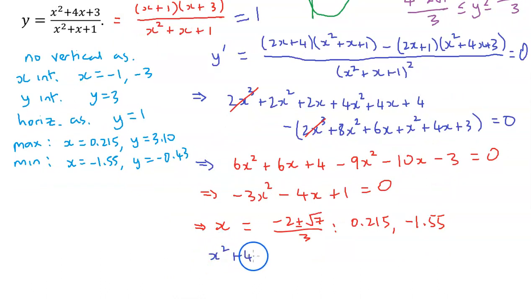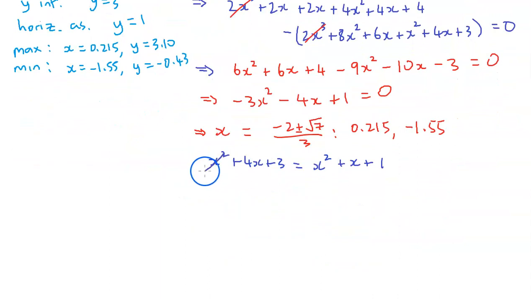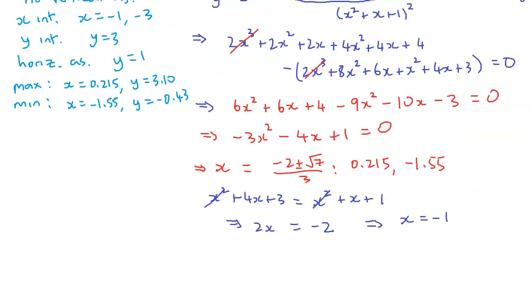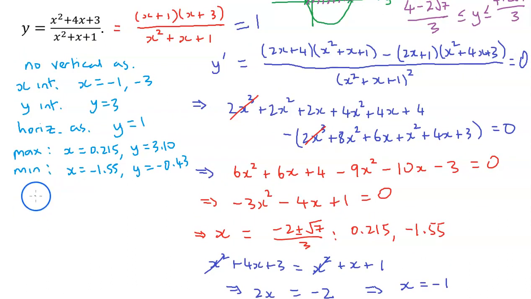x squared plus 4x plus 3 equals x squared plus x plus 1. And then we can quickly get that 2x equals -2, which tells us that x is equal to -1. So our function intercepts the horizontal asymptote. So horizontal asymptote intercept is when x equals -1 and y equals +1.